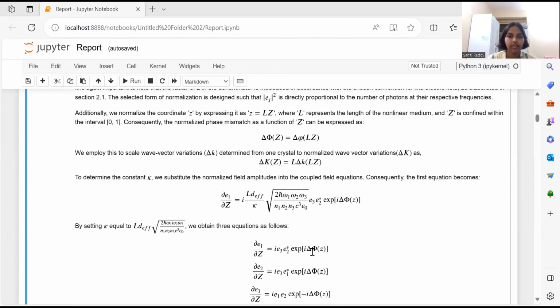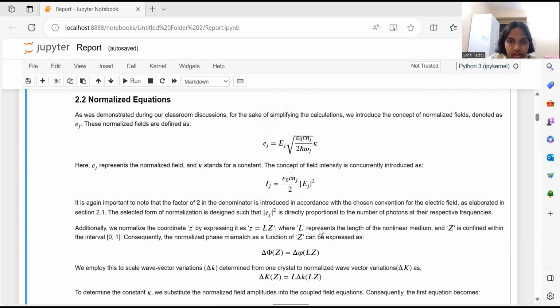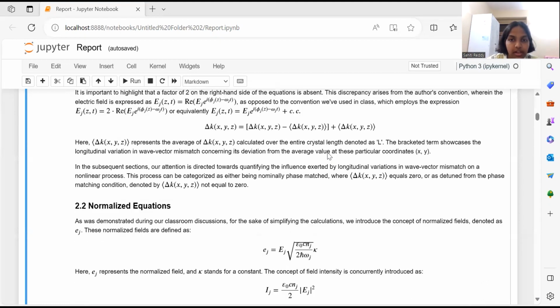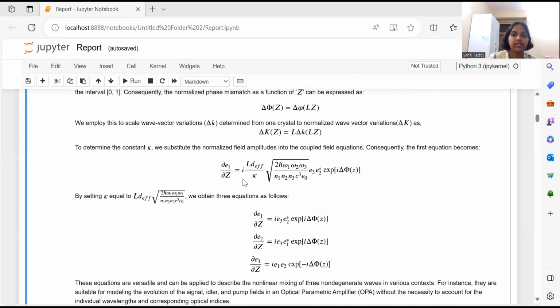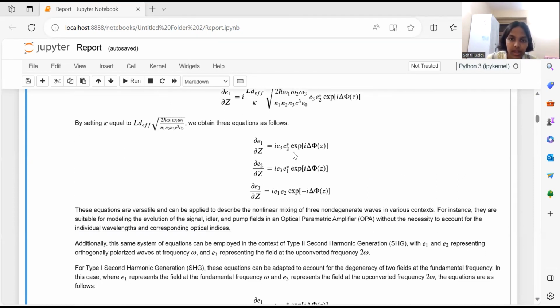To determine the constant K, we substitute these normalized field amplitudes into the coupled equations here. From the first equation, we get dou E1 by dou Z is equal to i L d effective by K root over 2 h cut omega 1 omega 2 omega 3 by n1 n2 n3 c cube epsilon naught, times E3 E2 star exponential of i delta phi. By setting K is equal to L d effective times root of 2 h cut omega 1 omega 2 omega 3 by n1 n2 n3 c cube epsilon naught, we can obtain these equations. And these normalized equations are very useful in many nonlinear mixing processes.